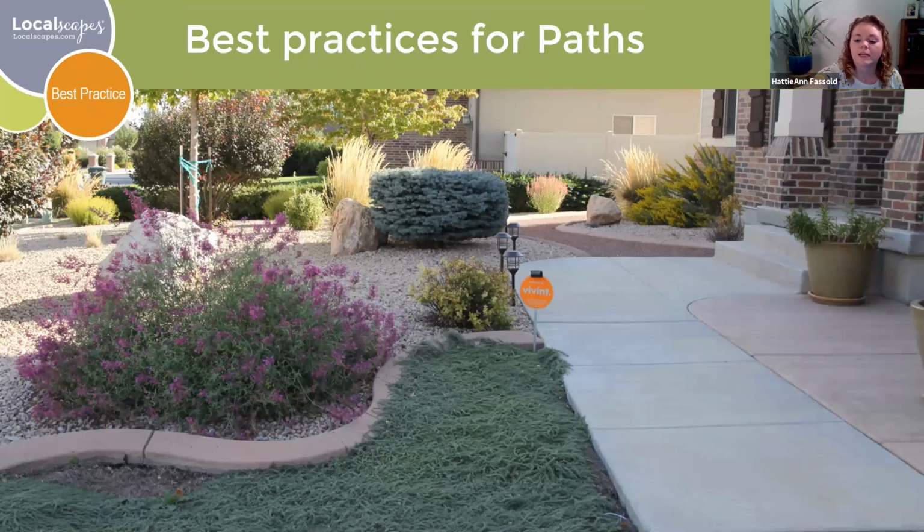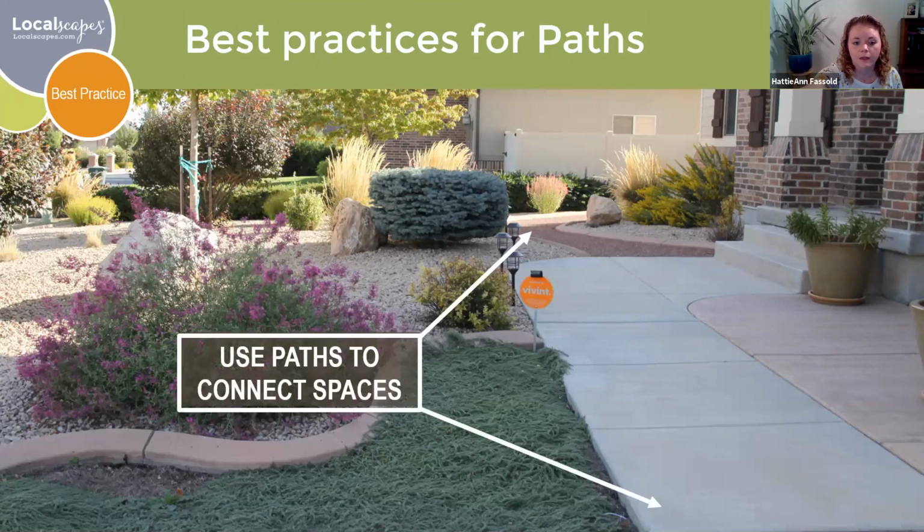So let's go through our best practices for our pathways. Use pathways to connect spaces, and also have in mind your main walking areas, which you're going to want to be concrete, and also the areas where you're going to put your garbage can, or areas that you're going to need to plow. You don't want that to be gravel, because you're going to be either ripping up your gravel with your plow, or it's going to be really hard to drag your garbage can across gravel, right? So use the correct material for those areas that you're connecting together.